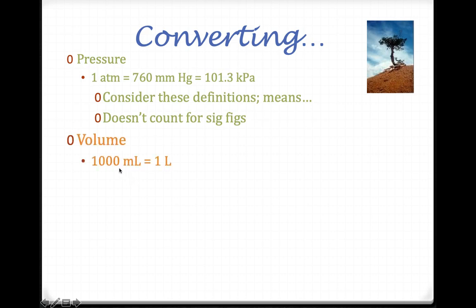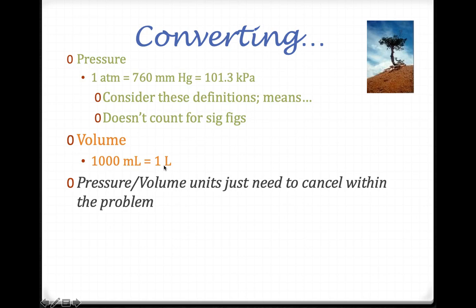For volume, just a reminder, there are 1,000 milliliters in a liter. So again, if you were given milliliters, but the problem was asking for liters, you would be able to convert that. And for pressure and volume, the units just need to cancel within the problem. So it doesn't always have to be atm, and it doesn't always have to be liters. However, your units need to cancel, so you need to check that. Make sure you label your numbers. For temperature, remember, if we're going from Celsius to Kelvin, which is normally what we're going to need, you take your Celsius plus 273. So that will be your Kelvin temperature that you would then plug into your gas laws.